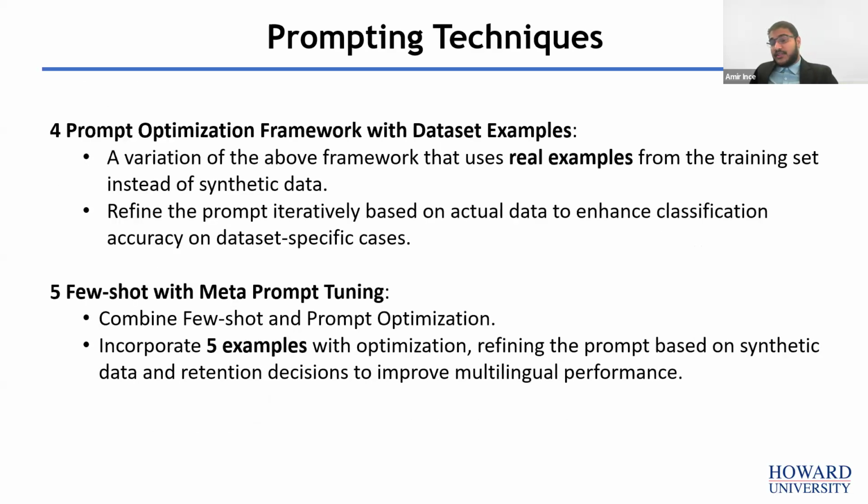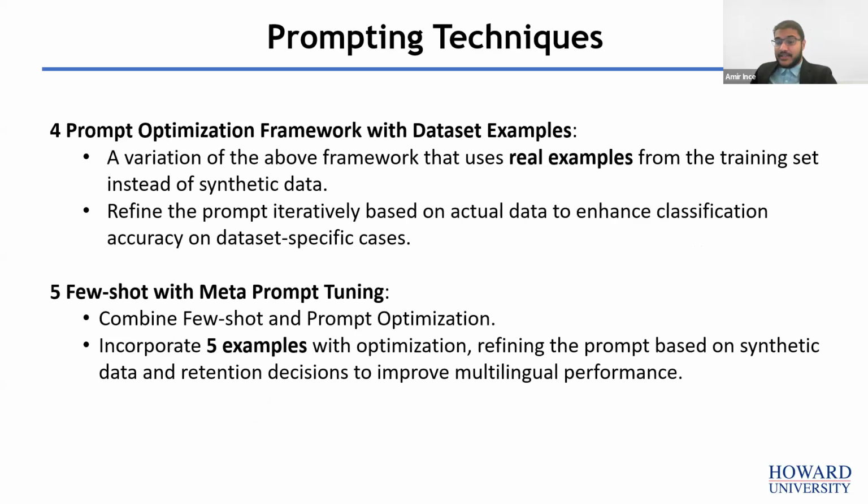Our fourth method was a modification of the prompt optimization framework. So remember, it generates English-based synthetic examples. Instead of having it generate those examples, we actually fed it real examples from the training set. And one prompt was created for each language pair.